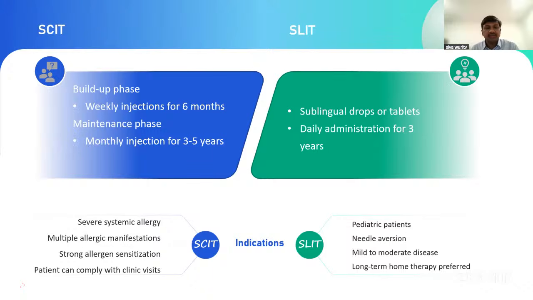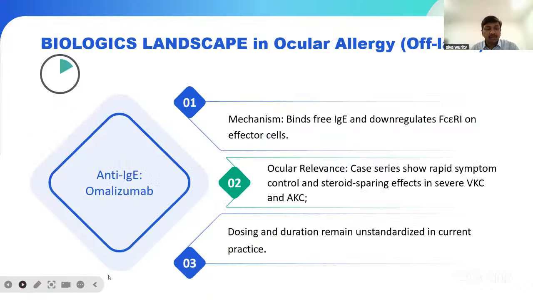So this actually helps us in understanding allergic eye disease, which has been there for a long time and is chronic in nature, so that we can actually treat it in 3 to 5 years. In normal, mild, and moderate cases, this doesn't have any role. As far as the ocular allergics and the role of biologics are concerned, this is the anti-IgE that is commonly used, which binds to free IgE and downregulates.